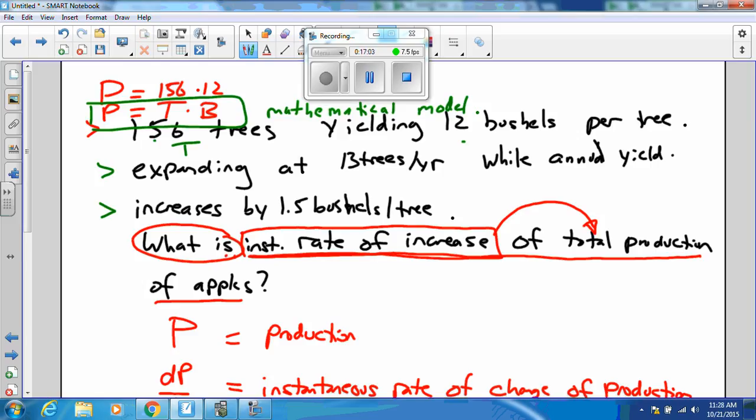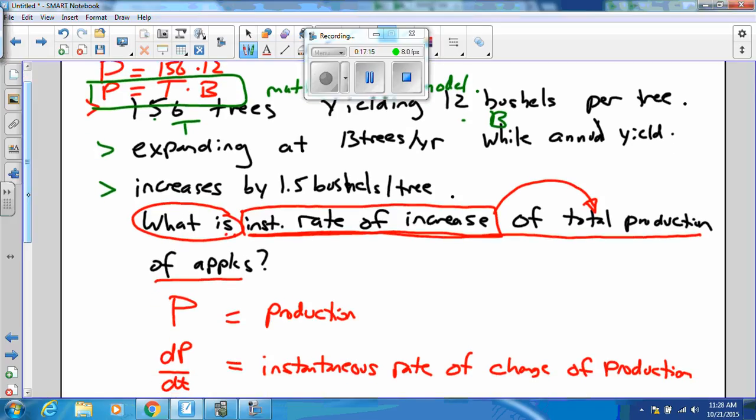And what is the 12 bushels represent at this time? What quantity does it represent? B. Yeah. That's why we chose B. B was for bushels. And expanding at a rate of 13 trees per year. What quantity is that? 13 trees. It sounds like a slope, which is another word for a derivative, which is a rate of change. That's right. This is the derivative of the number of trees with respect to time. And if you're ever lost on that thought, let your units be your guide there. Trees per year.